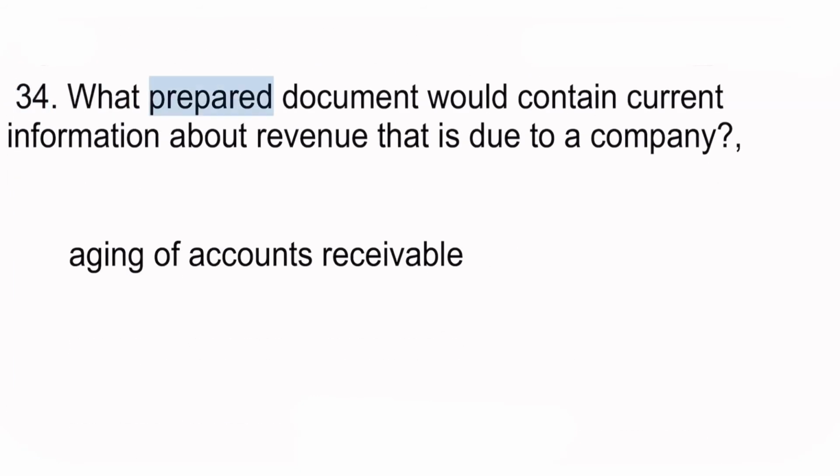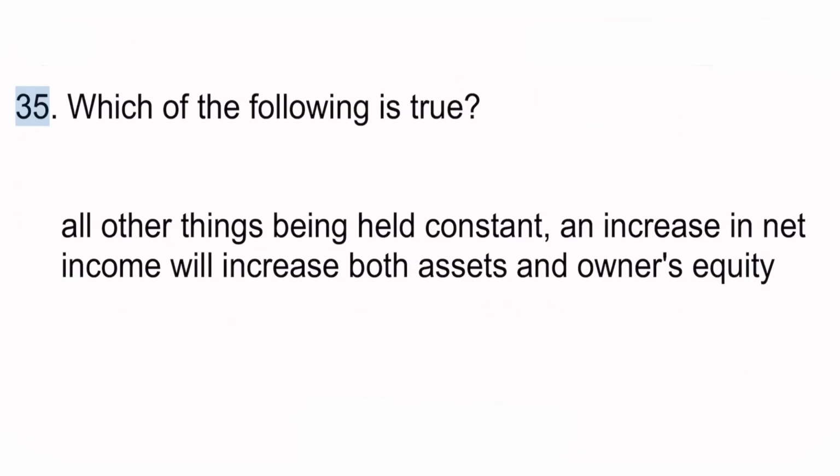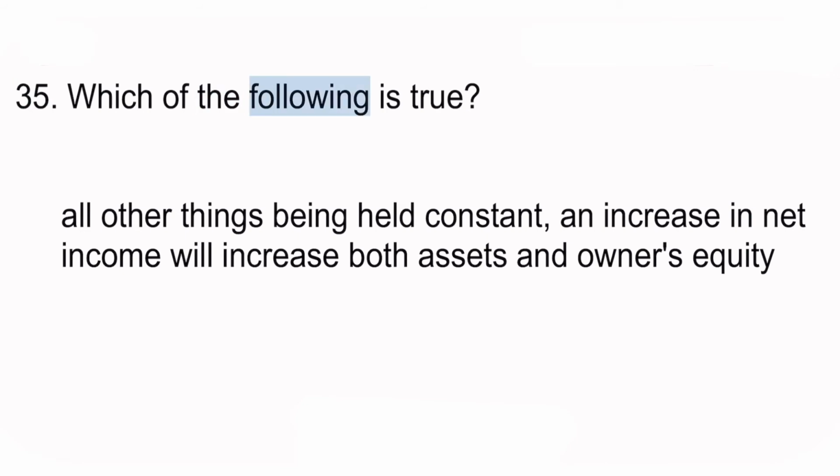34. What prepared document would contain current information about revenue that is due to a company? Aging of accounts receivable. 35. Which of the following is true? All other things being held constant, an increase in net income will increase both assets and owner's equity.